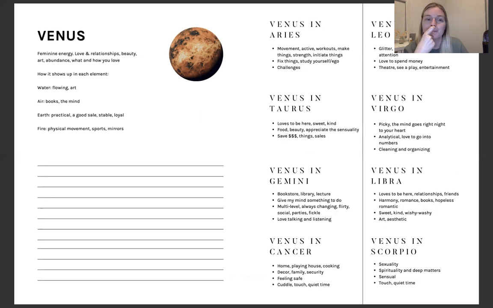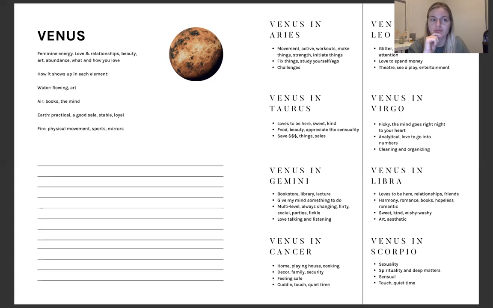So Venus is connected to money. Most people don't know that. They just think it's the beauty or the love or the relationship planet, like, what am I like in a relationship? But Venus really describes what you love or what you specifically need in a relationship and what you're looking for. But it's also art and abundance.